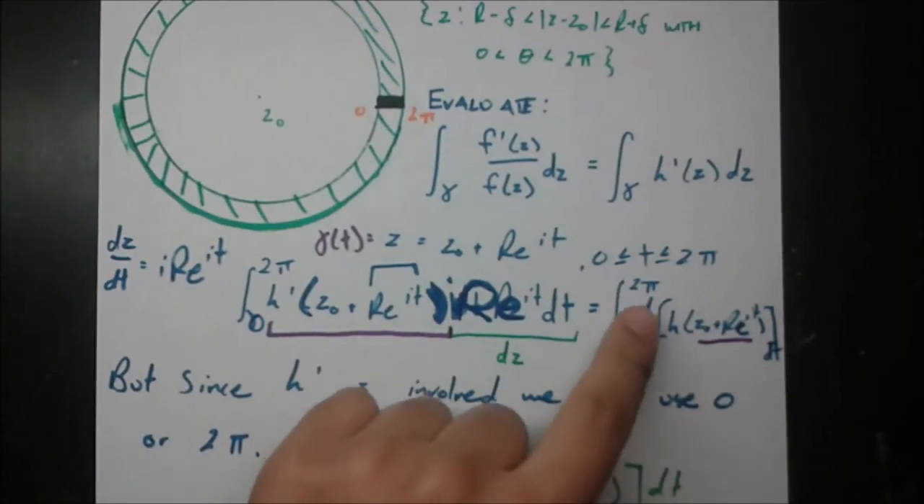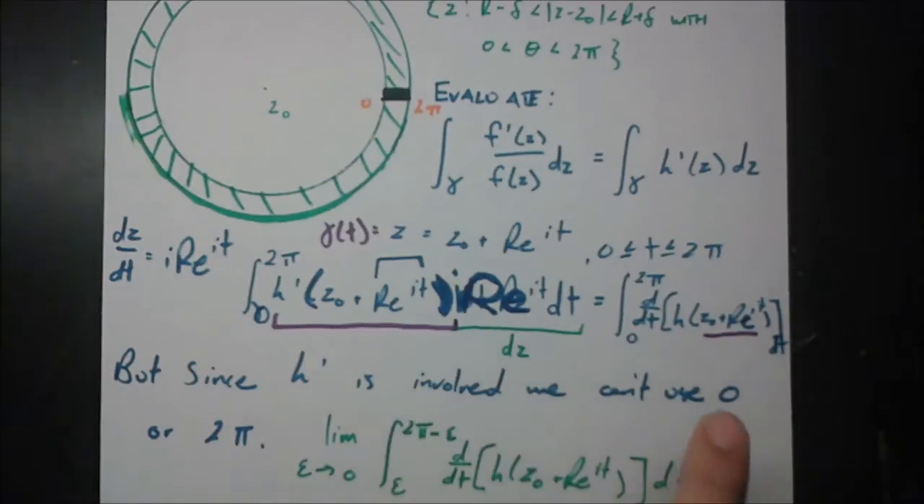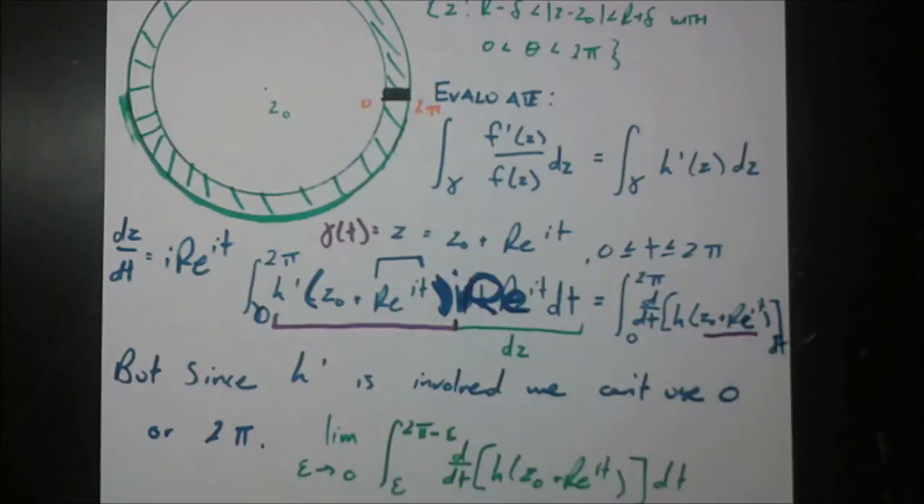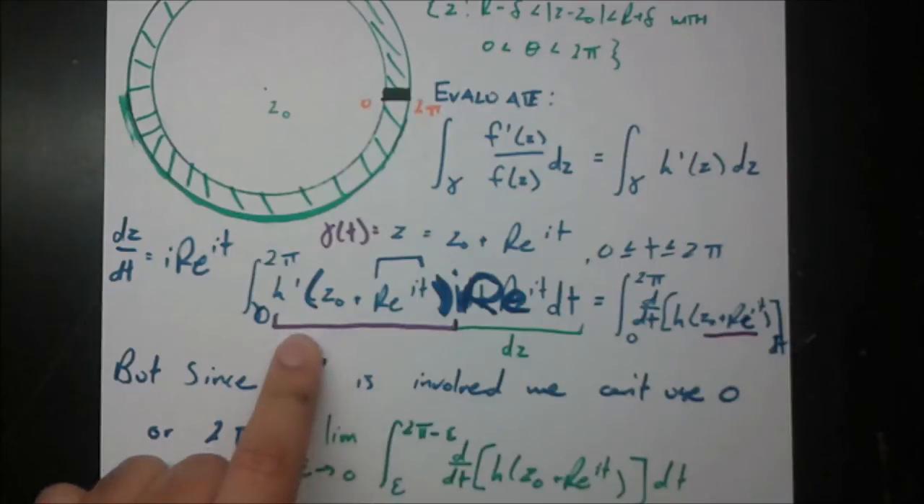Integral from 0 to 2 pi of d/dt of h of z naught plus r e to the it. And why is that equivalent to this? Let's take the derivative. If you take the derivative of this h of z naught plus r e to the it, you get h prime of z naught plus r e to the it, which is the first thing we have right here underlined in purple.